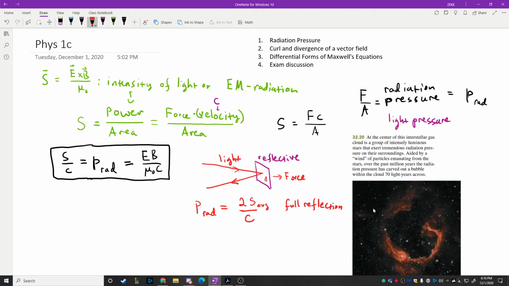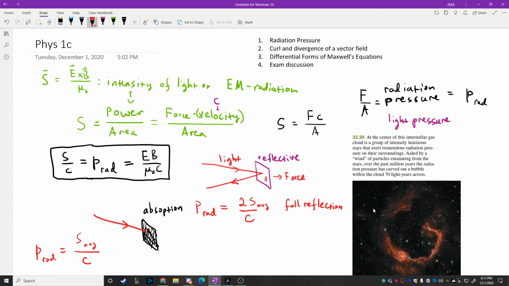And then the other possibility would be if you have a darker surface, like a black matte surface, something that absorbs. So you can have full absorption. With full absorption, the light would come in and be fully absorbed by the surface. In this case, your radiation pressure, you're going to take just S average divided by c.